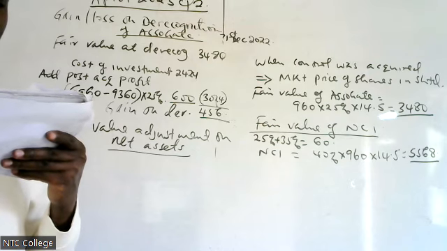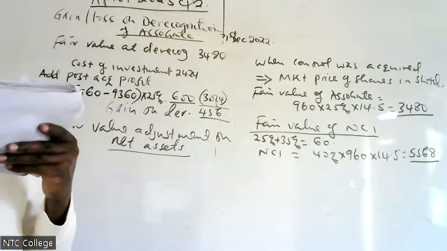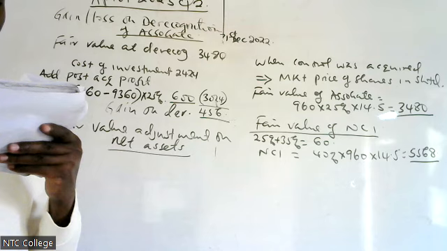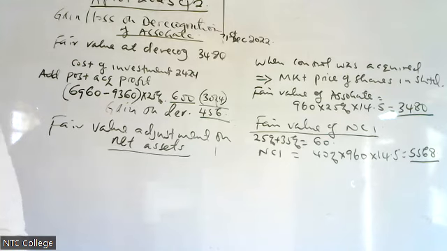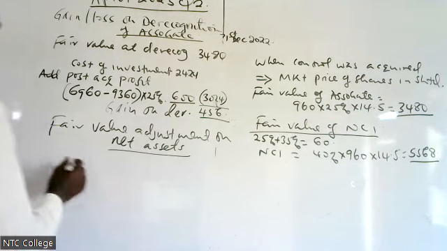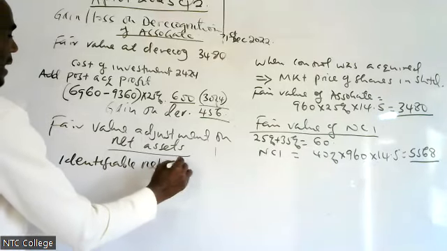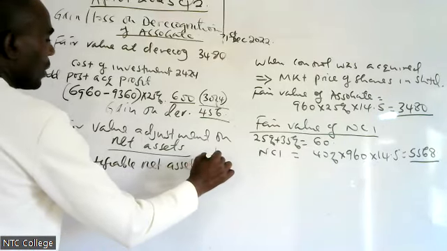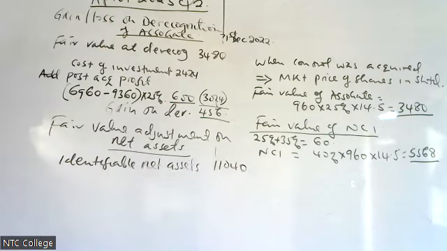The brands were estimated to have an average remaining useful life of 5 years from 30th September 2022. Therefore, there we need also to recognize a fair value adjustment. Identifiable net assets equals 11,040. Those were the identifiable net assets when we gained control.